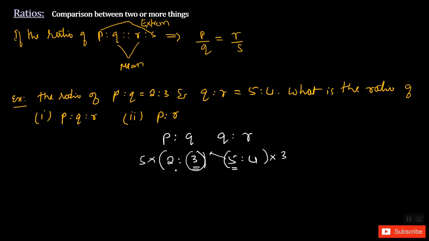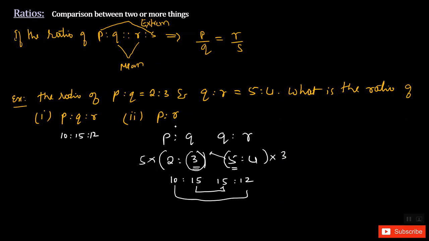So this is equivalent to, I can say, 2 times 5 is 10, 5 times 3 is going to be 15, and here 3 times 5 is going to be 15, and 4 times 3 is going to be 12. Look here, the value of Q here and here is the same. So definitely P and R will be in ratio now. So the ratio of P is to Q is to R, I can say as 10 to 15 to 12. If you can further simplify, simplify it, or else that itself is the ratio.